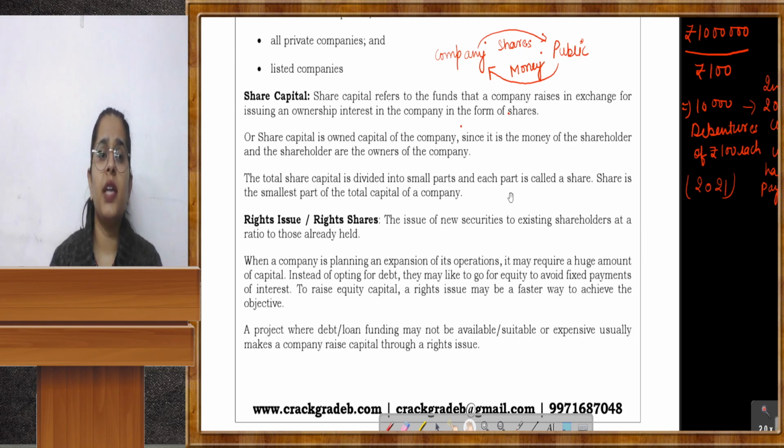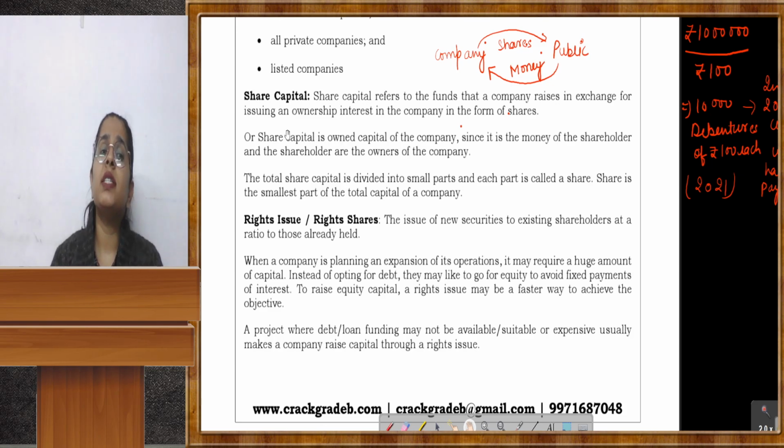Next, a share is the smallest part of the total capital of the company. If the total capital is 10 lakh rupees, then one share will be worth 10 rupees or 100 rupees. It depends on the company, whatever the company wants, right? So a share represents the smallest part of the total capital of the company. You have to remember this.